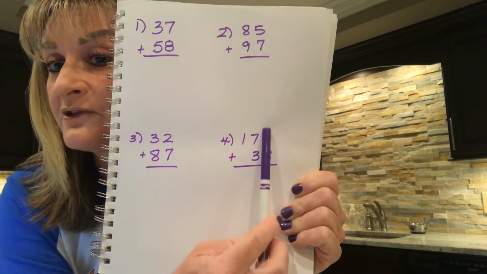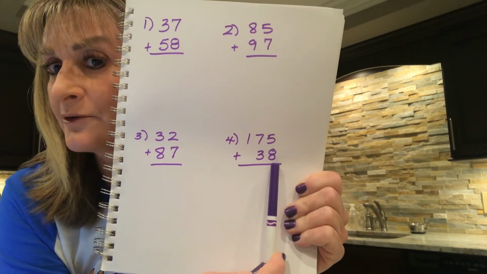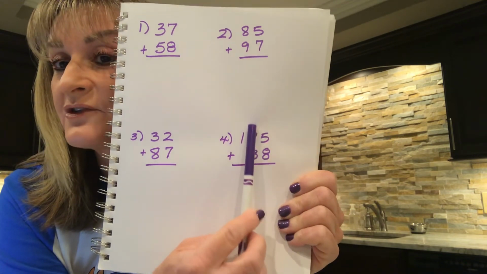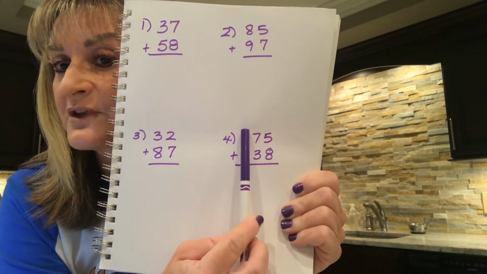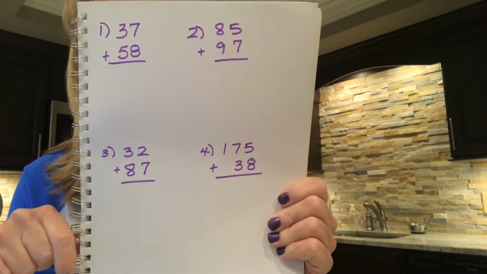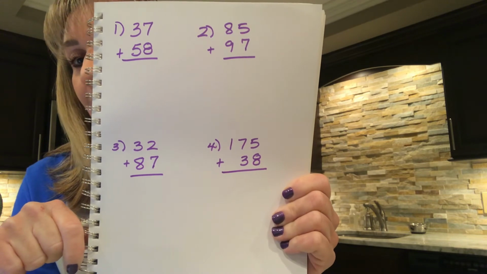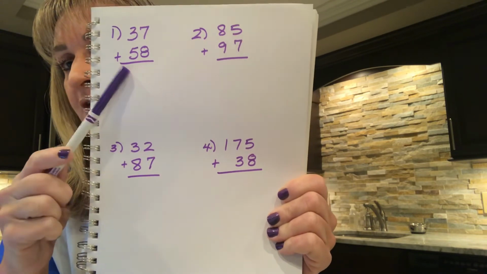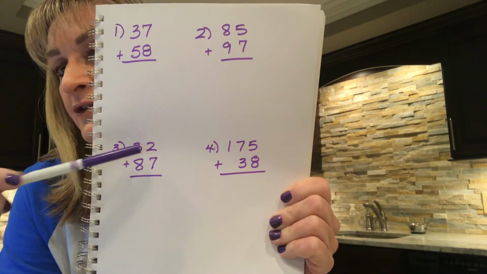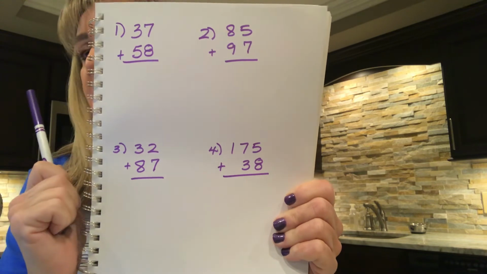We always start from the ones, and if you're regrouping, think in your mind, does this need a regroup? Think about that for a second. When you do the problem, you'll know. If it does, you have to regroup to the tens. Don't skip a column, and we've talked about that in the classroom before too. So go ahead and copy these down. 37 plus 58, 85 plus 97, 32 plus 87, 175 plus 38.